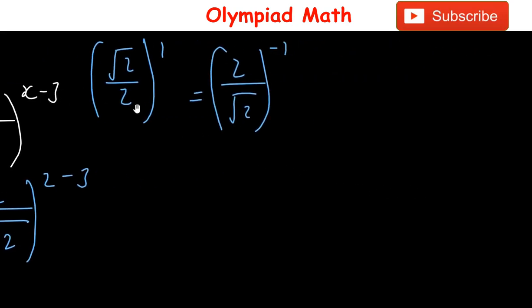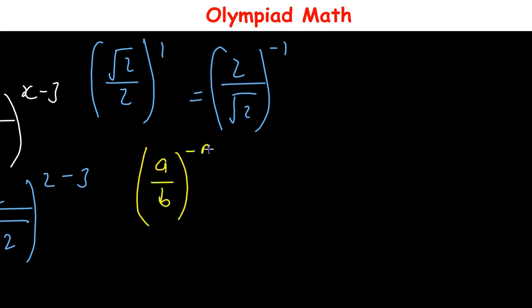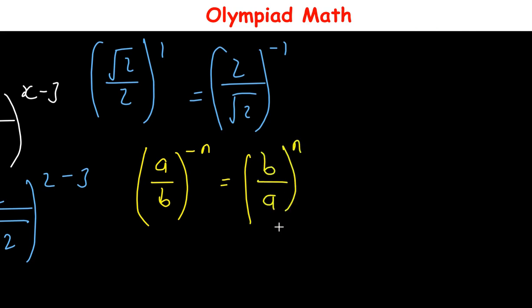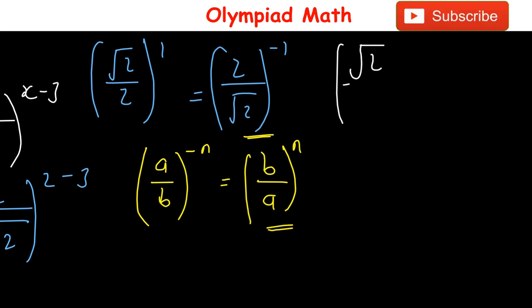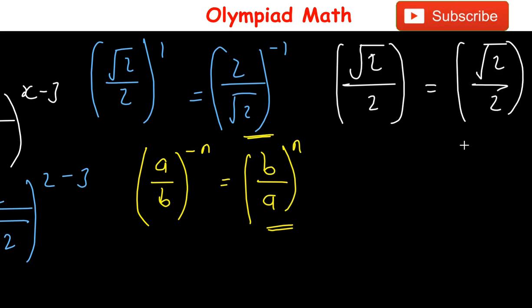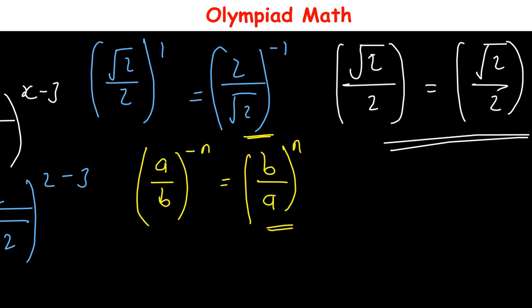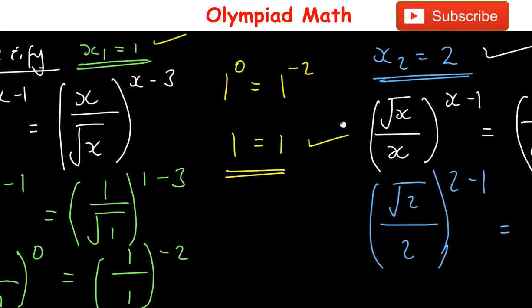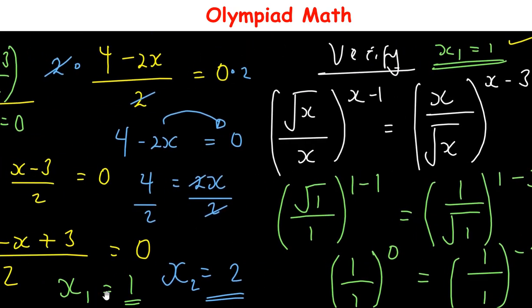Next, following this rule of indices, that if you have, in brackets, a over b all raised to power minus n, this equals, in brackets, b over a all raised to power n. So applying this rule, we are going to have, in brackets, the square root of 2 all over 2, and this is equal to, this then becomes, in brackets, the square root of 2 all over 2. Now, since these equal each other, this also means that the value of x as 2 is also the correct solution for the given question. So that means that the two solutions of x, x1 and x2, are the correct solutions for the given question.